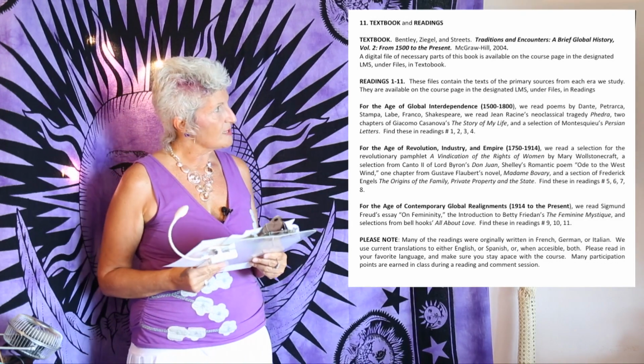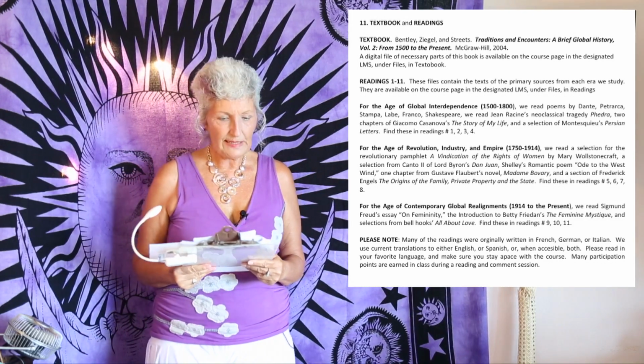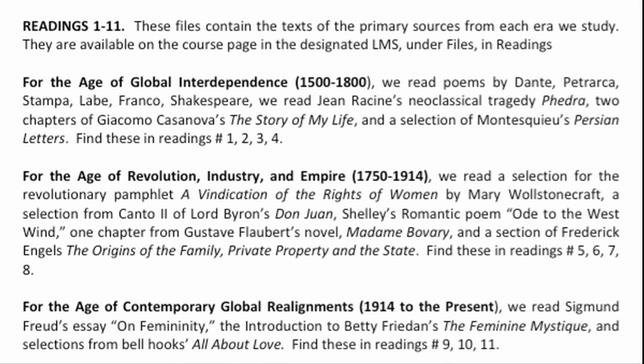The first age is the age of global interdependence, from 1500 to 1800. The readings for this age will be from the following authors: Dante, Petrarca, Gaspar Stampa, Louise Labé, Veronica Franco, William Shakespeare, Jean Racine, Giacomo Casanova, and the Count of Montesquieu.